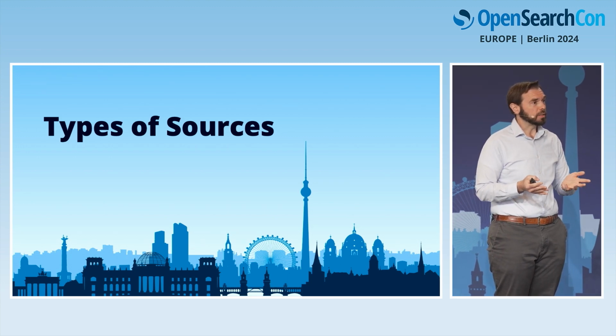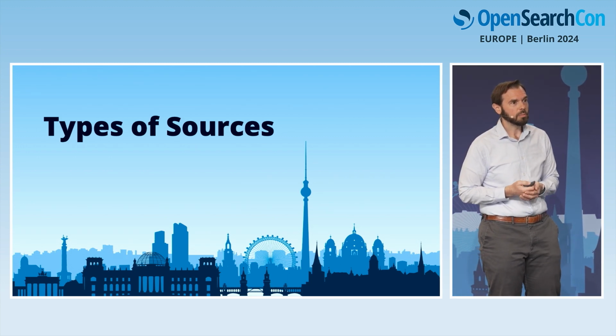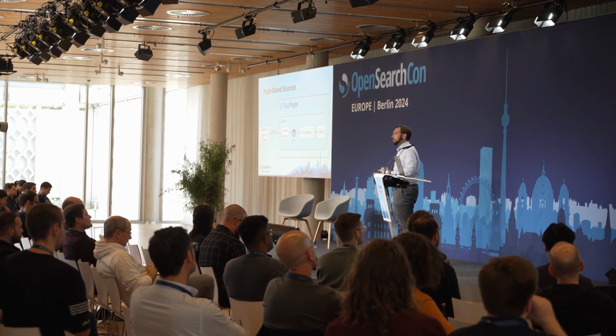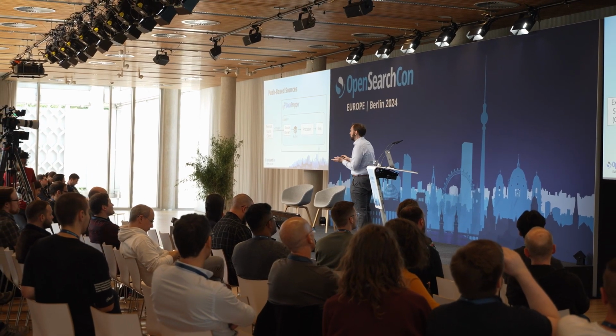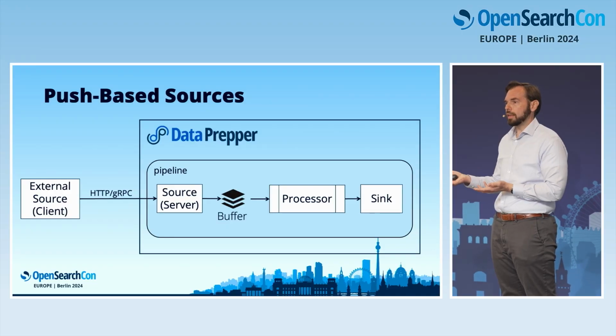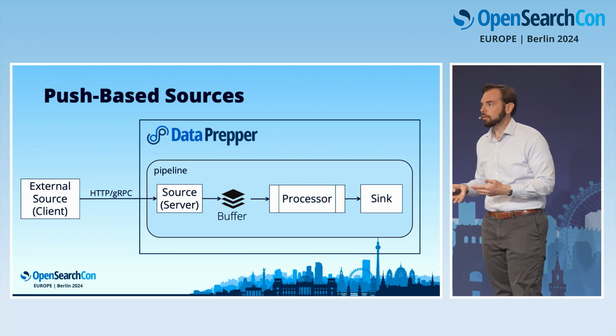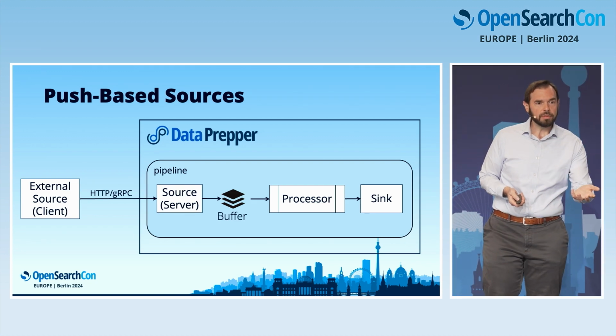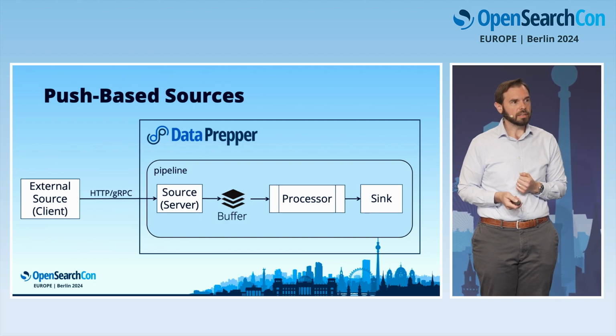Now I'm going to talk about the two types of sources that we provide, or that we support. So first are push-based sources. In this case, Data Prepper runs as some sort of server, and you send data to it over HTTP or perhaps gRPC. Once Data Prepper receives it, it puts it in the buffer and sends it down to the sink.